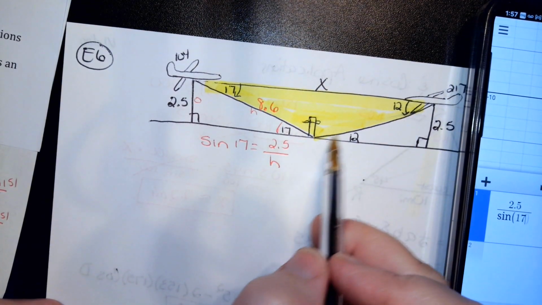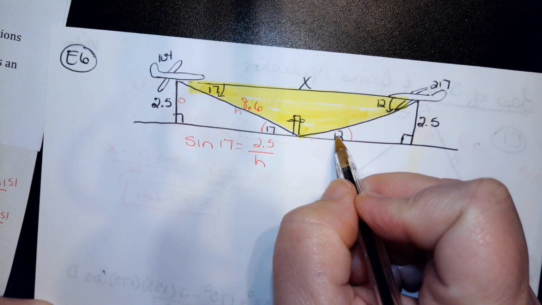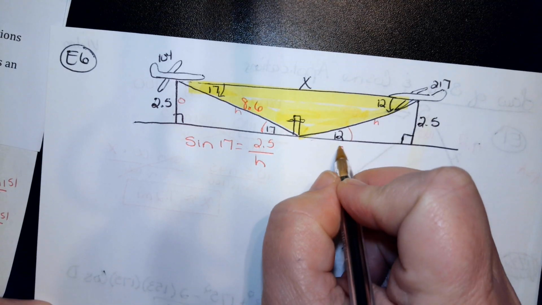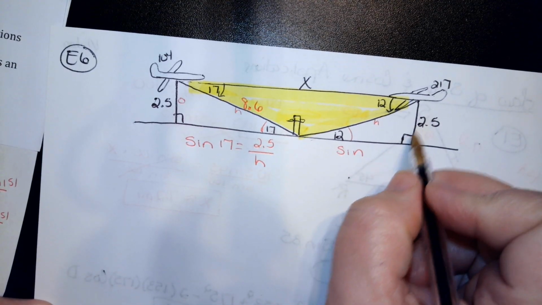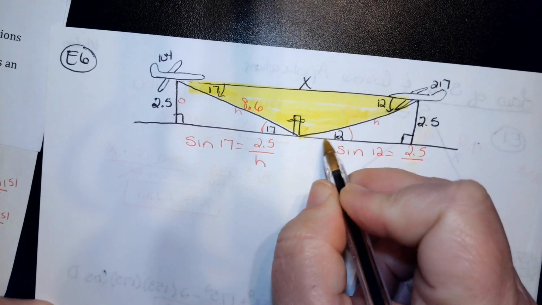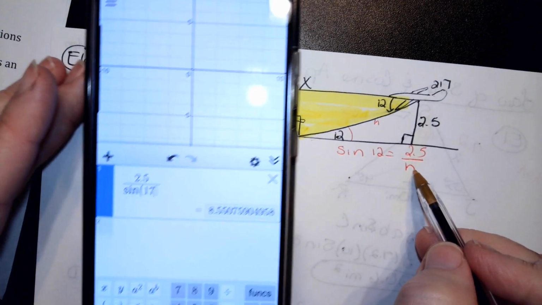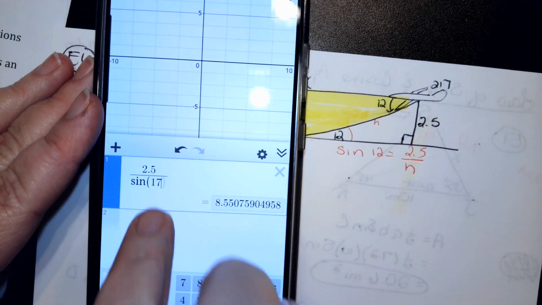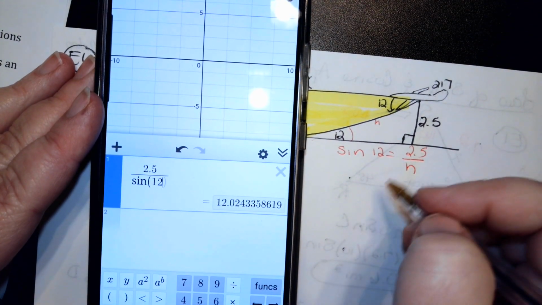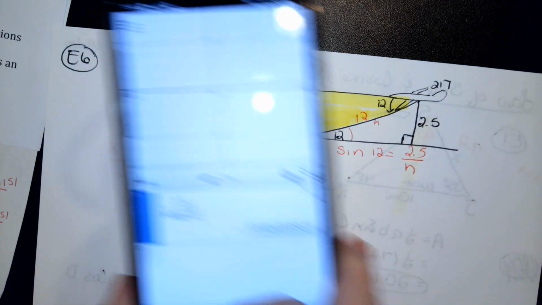But I just want to go ahead and find this too, just because. Here's 12. That's opposite, and that would be hypotenuse. So once again, it's sine. So I'd have the sine of 12 degrees equals opposite over the hypotenuse of h. We're looking for the denominator, so we're going to divide again. So I'm just going to change that 17 to a 12. And this would give us 12.02, or just 12.